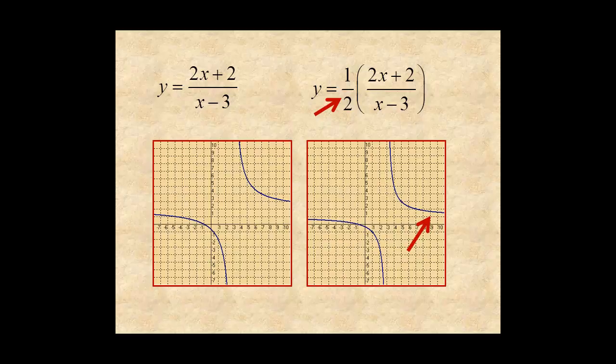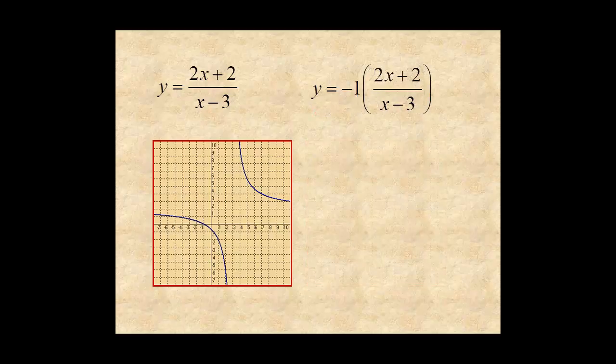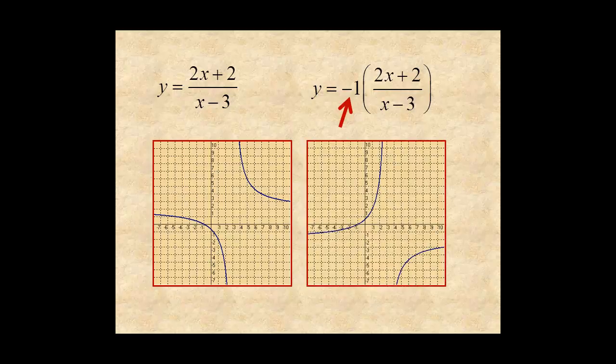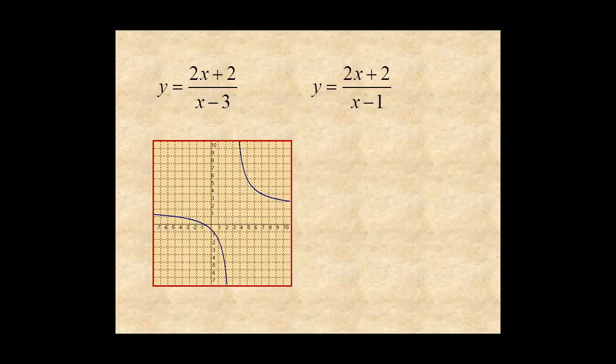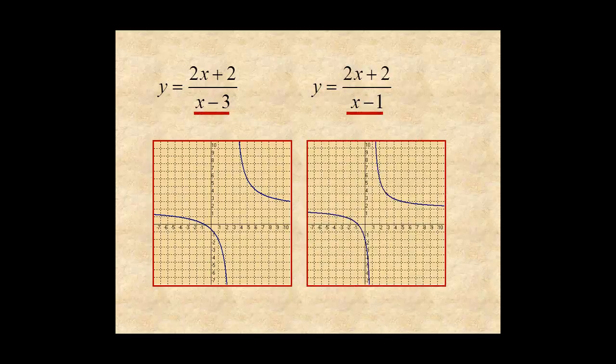Multiplying the entire function by negative 1 reverses the graph vertically. Notice this branch of the graph is increasing instead of decreasing. If x minus 3 in the denominator is replaced with x minus 1, the graph shifts to the left. The VA is now at x equal 1 instead of x equal 3.